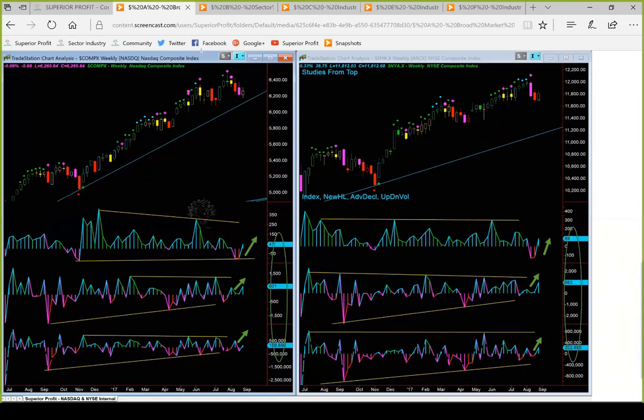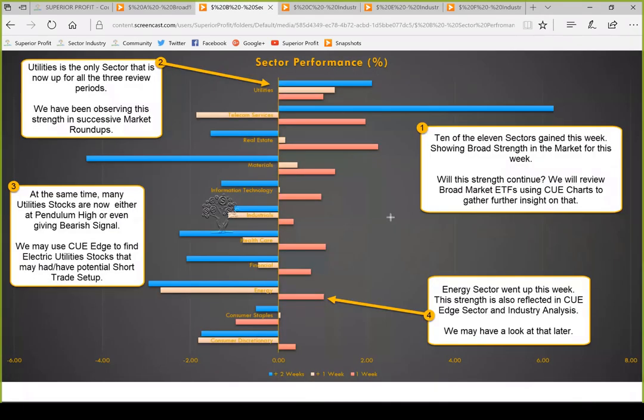Let's look at the sector analysis. Every week, we look at 11 sectors across three time periods. The red bar represents performance of this week. The yellow bar, performance of 1 week before the red bar, and the blue bar, performance of 2 weeks before the yellow bar. Together, they constitute 4 weeks or about 1 month of performance.